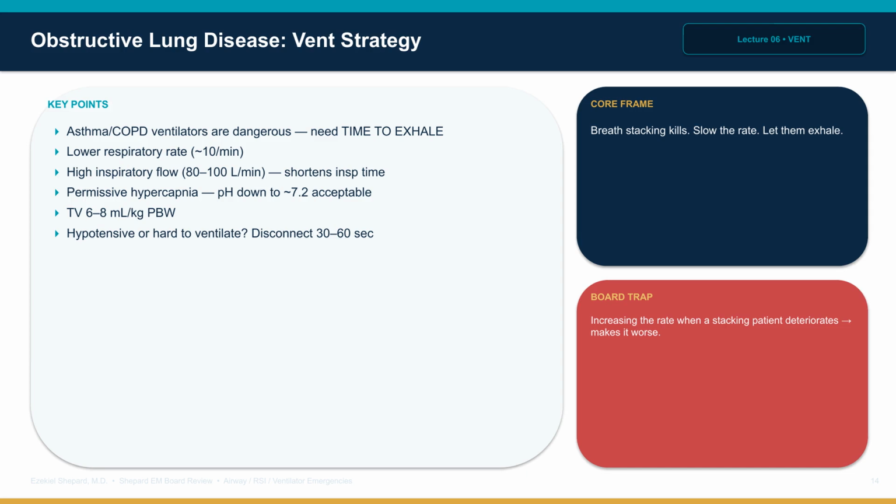Accept permissive hypercapnia with pH down to roughly 7.2 if needed. Tidal volume around 6 to 8 milliliters per kilogram. If the patient becomes hypotensive or difficult to ventilate, disconnect the ventilator and allow exhalation for 30 to 60 seconds. Breath stacking can cause hemodynamic collapse from compressed venous return.